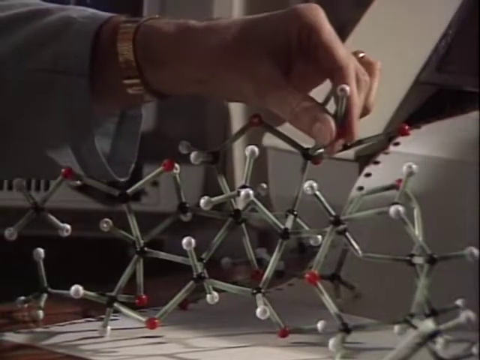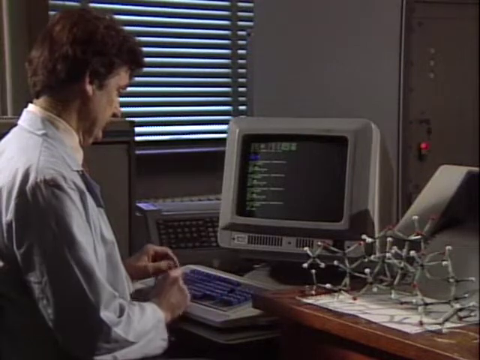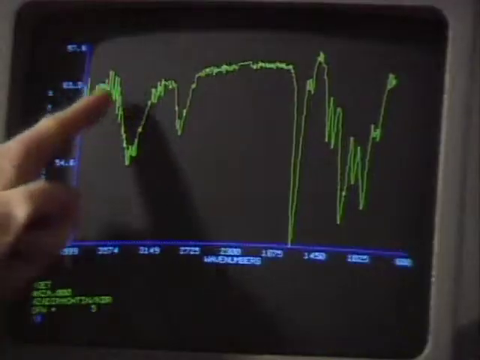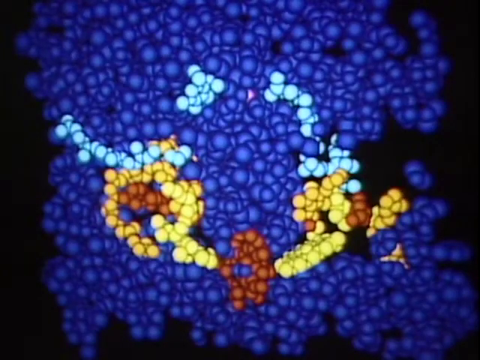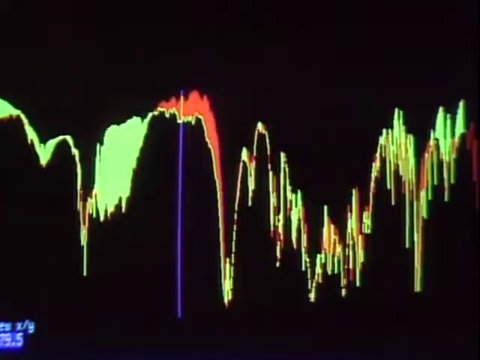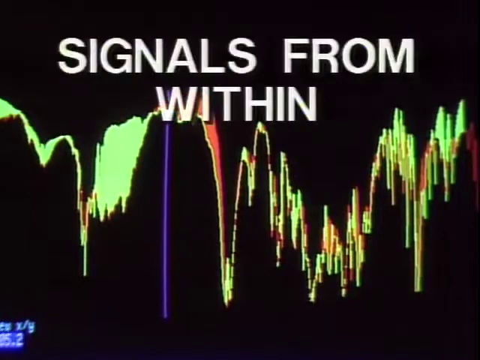All molecules have their own unique arrangements. They're far too small for us to see directly. Yet it's possible to make molecules send out signals revealing their own internal structure. We can then determine what atoms the molecules are made of and how those atoms are arranged by deciphering these signals from within.